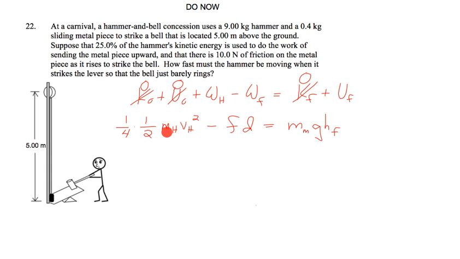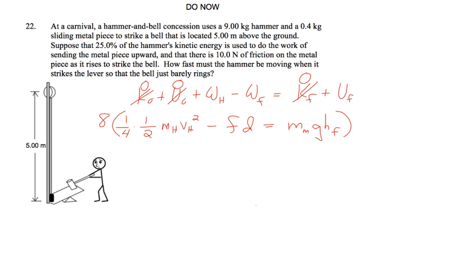I know the mass of the hammer, I know the friction, I know the distance, I know the mass of the metal piece, so I know everything other than the velocity of the hammer. So first thing I'm going to do is multiply by the least common denominator. What would my least common denominator be here? What's 1/4 times 1/2? 1/8. So there's only one fraction, so what's my least common denominator? 8. So I'm going to multiply everything by 8.